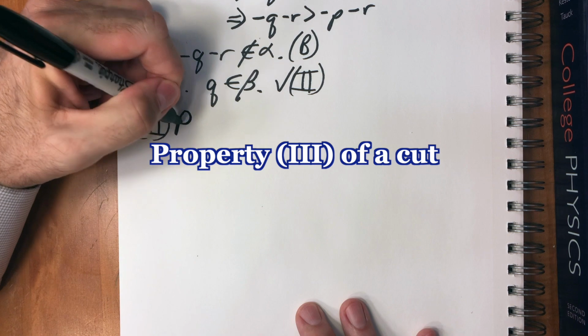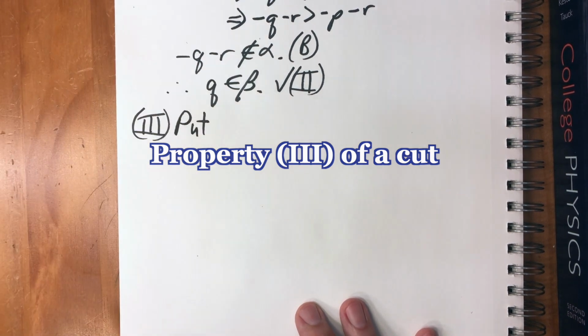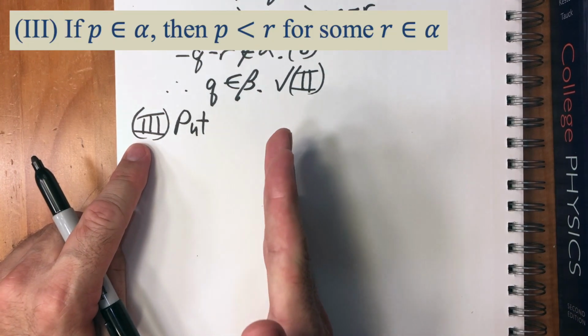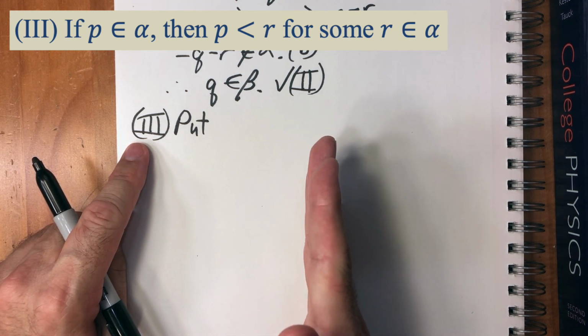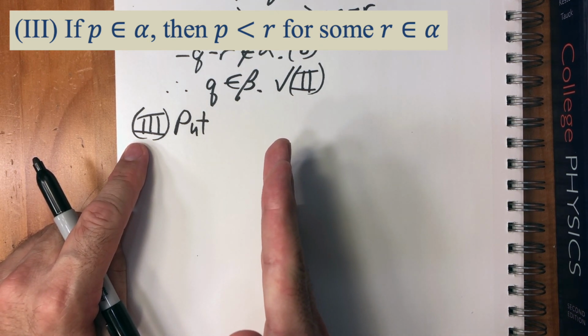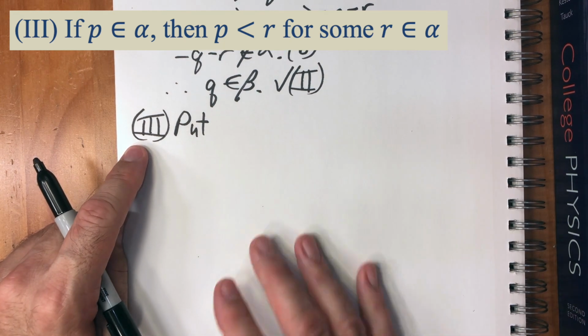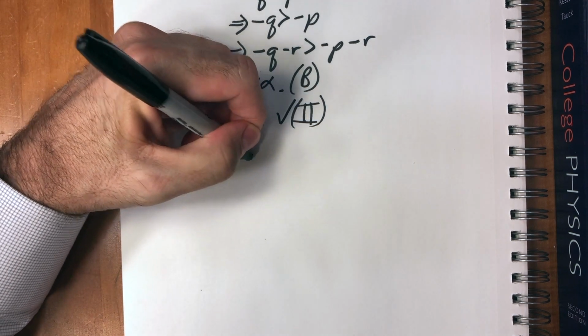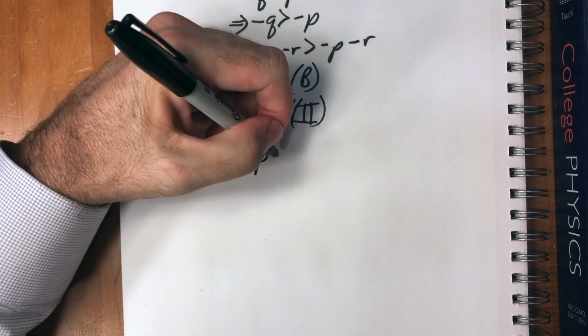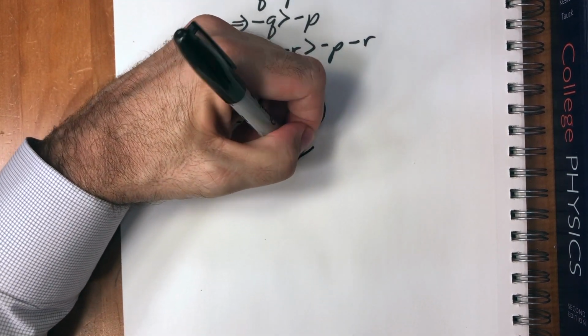So remember, 3 is that for any element p of beta, there is another element larger than p that's also in beta. Okay, so we're going to start with, we're just going to take a value, say t equals p plus r divided by 2.